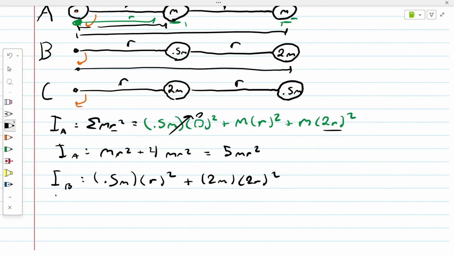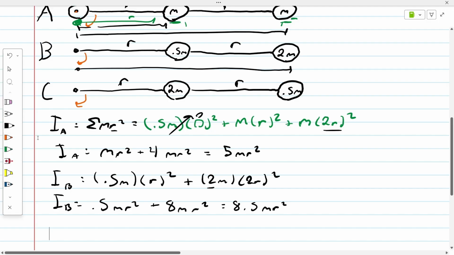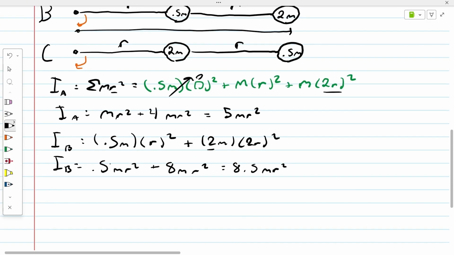And so if we go ahead and solve this out, we get 0.5 mr squared plus 2 times this 2 squared, which is 4, so it would be plus 8 mr squared. And then if we add these together, we just get 8.5 mr squared. And this is for IB. Okay, so now we can do IC here.